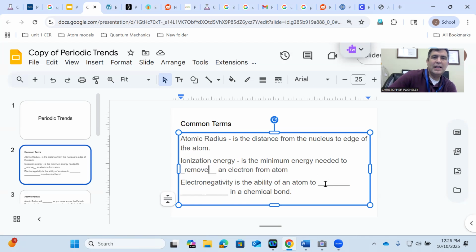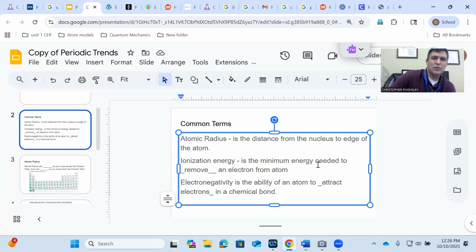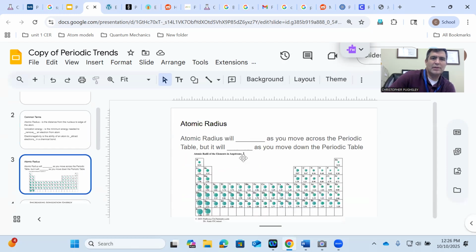Electronegativity is the ability of an atom to attract electrons in a chemical bond. How much are they attracted to the electrons in a chemical bond? These are words that we're going to use, so let's go ahead and start with atomic radius.